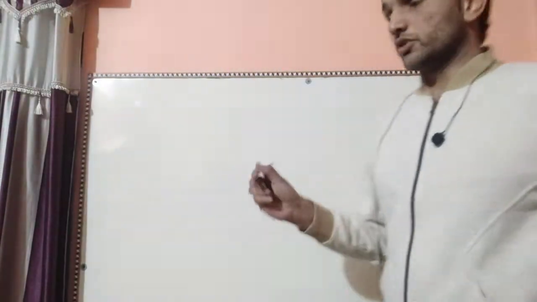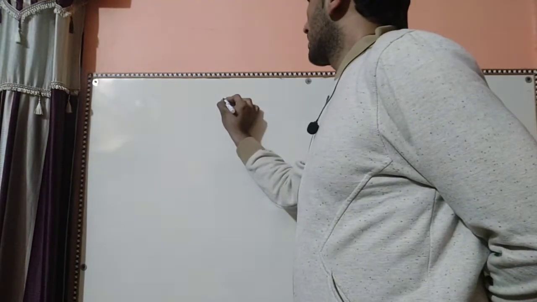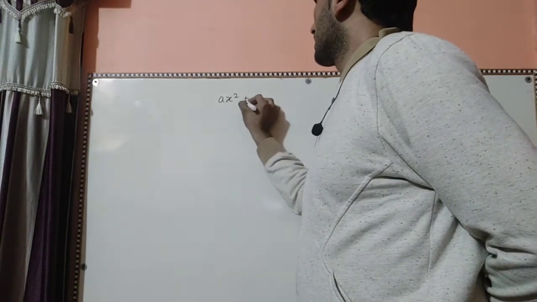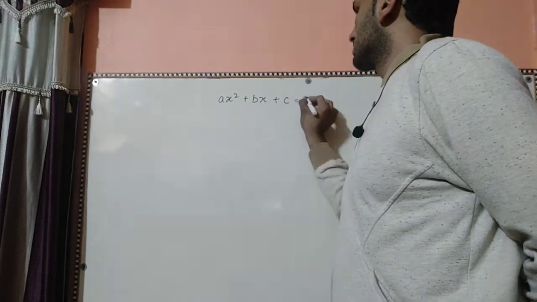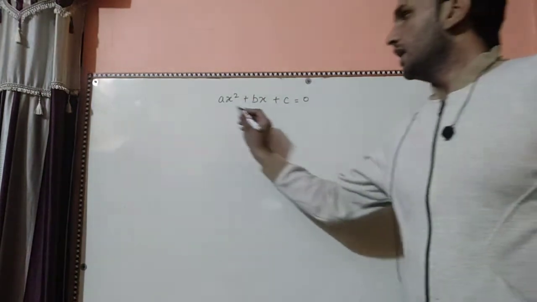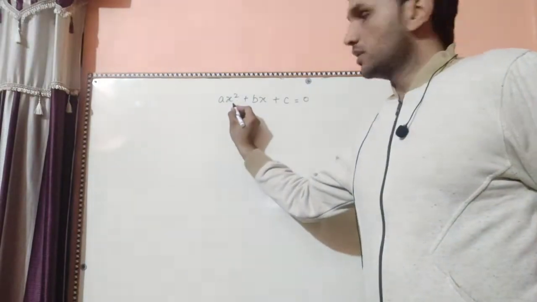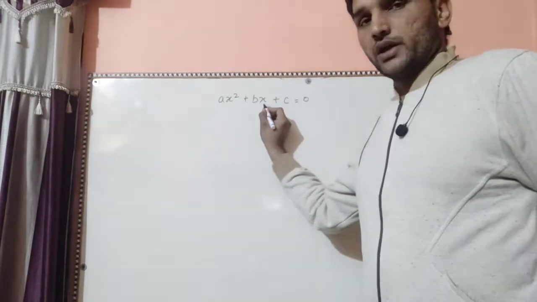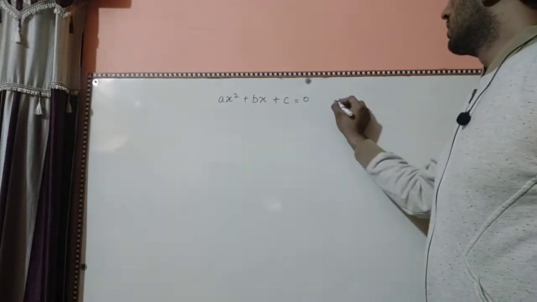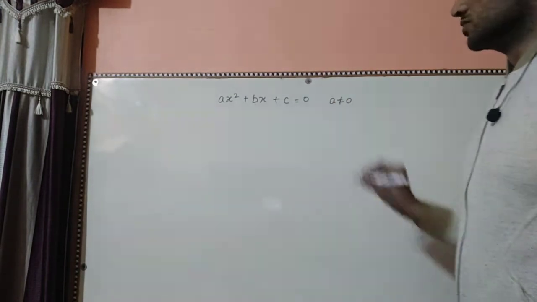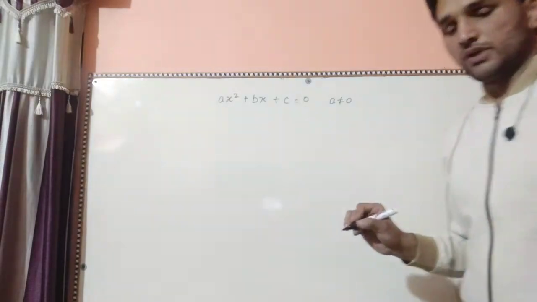Hello students, today we are going to discuss the topic quadratic equation. First of all, we should know the general form of a quadratic equation, that is ax square plus bx plus c is equal to 0, where a is the coefficient of x square, b is the coefficient of x and c is the constant term. Now, a will never be equal to 0. b and c could be 0.